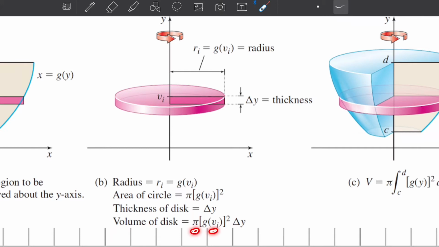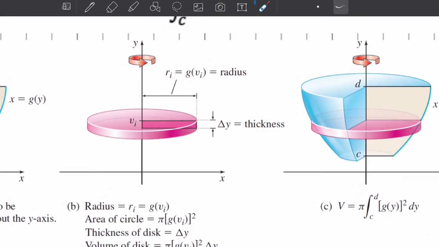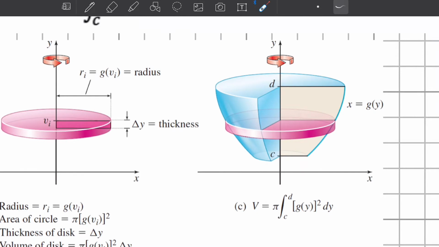The volume is just going to be pi times the radius times the thickness. And remember, the radius is just the y value. So when we revolve, we get a circle. That's why we call it discs.